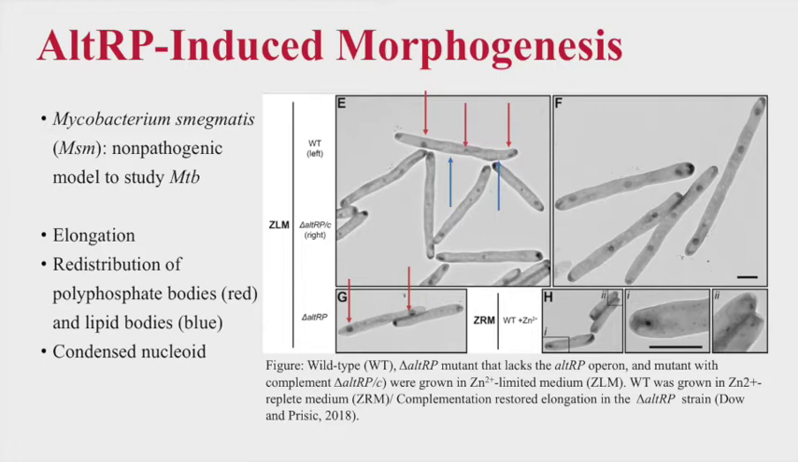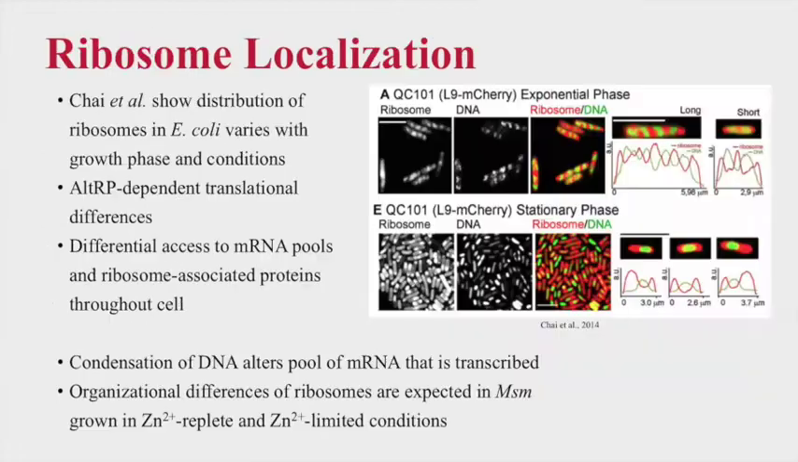Furthermore, the presence of zinc alters distribution of polyphosphate bodies. Wild-type smegmatis grown in zinc-replete media have polar phosphate bodies, while wild-type smegmatis grown in zinc-limited media have multiple polyphosphate bodies spaced regularly throughout the elongated cell. Growth in zinc-limited media also causes the nucleoid to condense. These morphological changes during zinc depletion indicated the possibility of AltRPs having function beyond purely replacing PrimRPs in ribosomes.